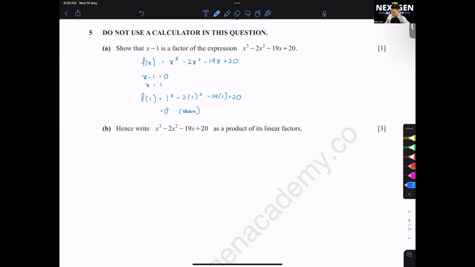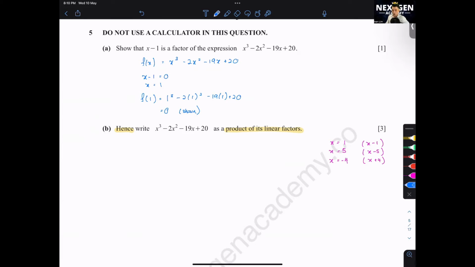Okay, next one. Hence, write x cubed minus 2x squared minus 19x plus 20 as a product of its linear factors. Okay, so linear factor means x minus a, x minus b, x minus c. This one you can just use your calculator to check what your values are first. So what I'll do, use calculator first. Write the answer at the side or on your rough paper first. You should get x equals to 1, x equals to 5, and x equals to negative 4. Okay, make sure you know how to use your calculator to type out and solve this equation first. Then we work backwards. This will be x minus 1, x minus 5, and then x plus 4.